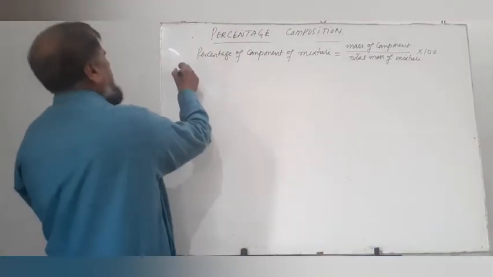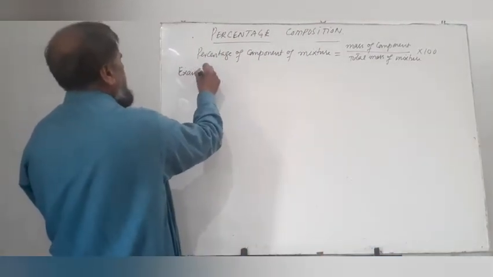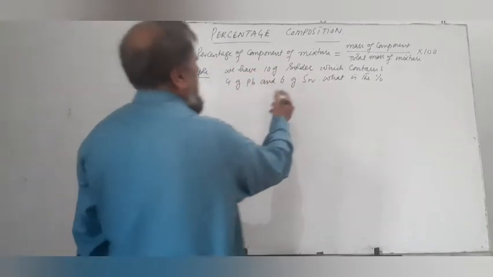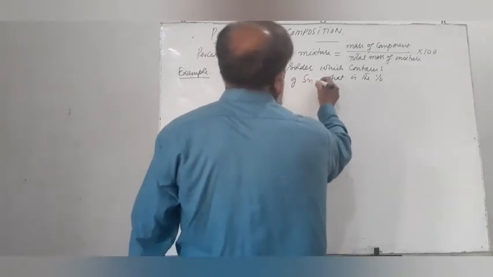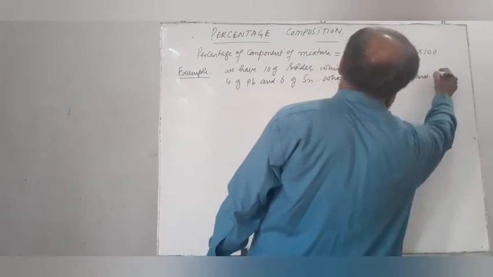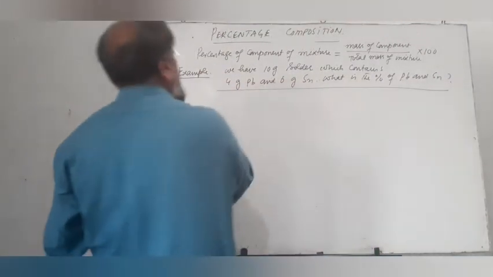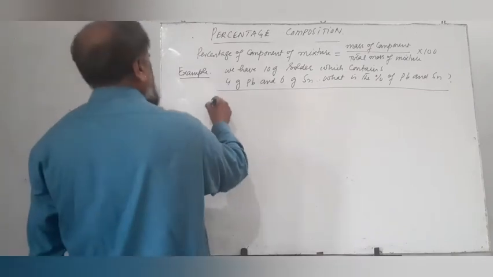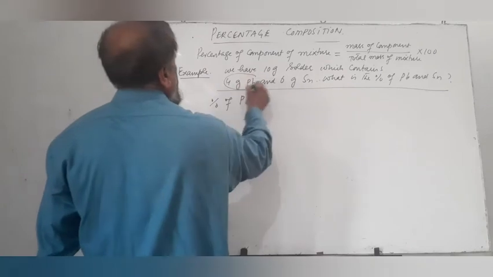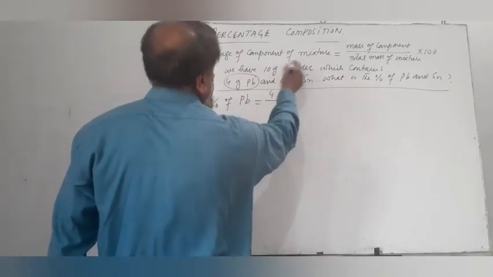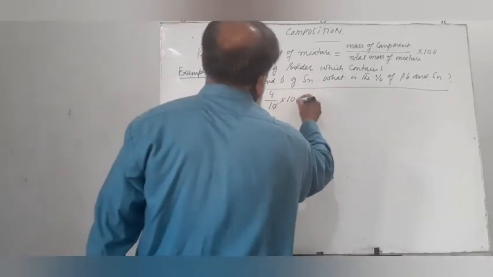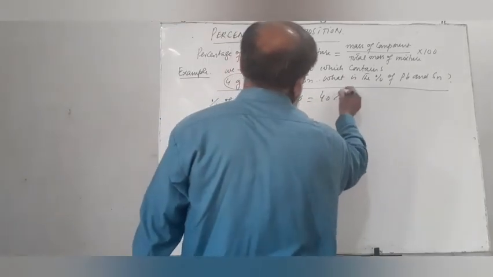Let us consider an example. Let us suppose we have 10 gram solder which contains 4 gram lead and 6 gram tin. What is the percentage of lead and tin in the mixture, in the solder? It is an alloy of lead and tin. Now the percentage of lead is equal to mass of lead, which is 4 grams, divided by mass of solder or mixture, 10, into 100. Now solder contains 40% lead.